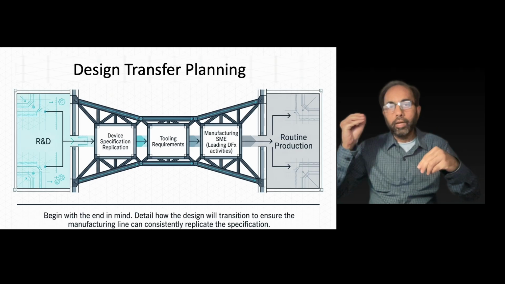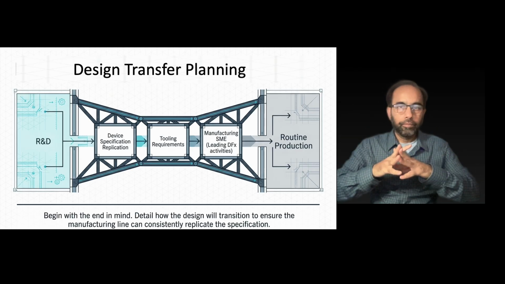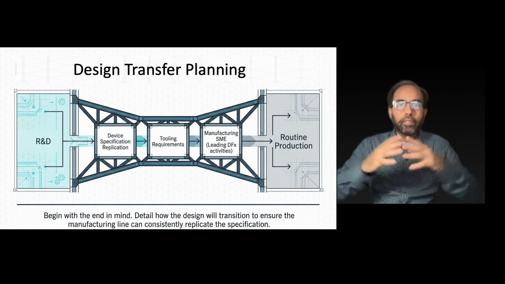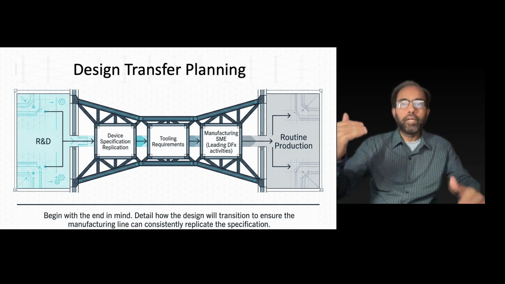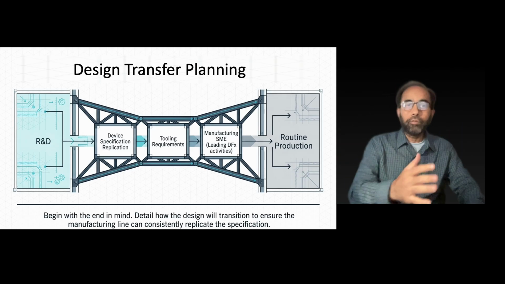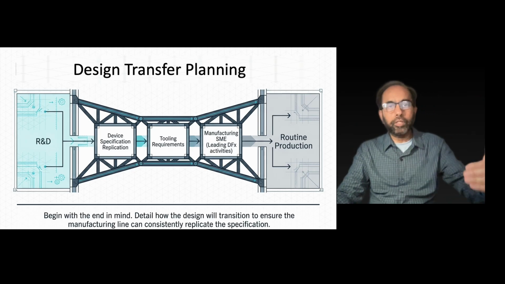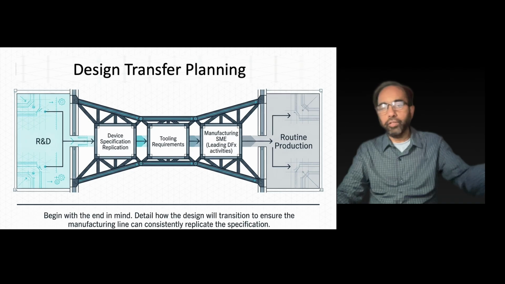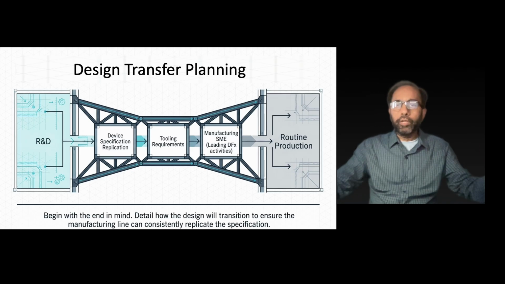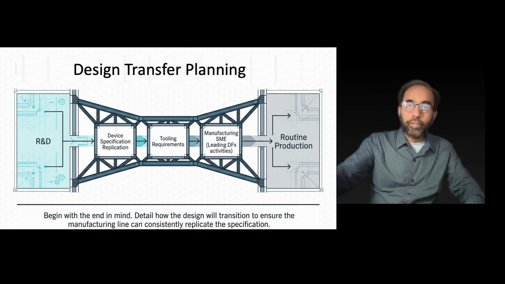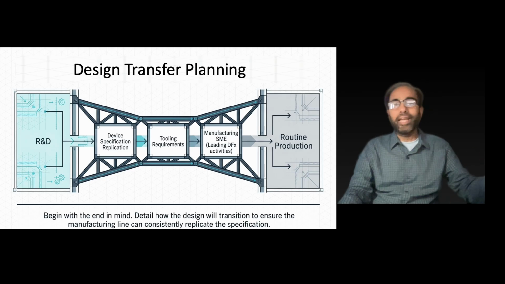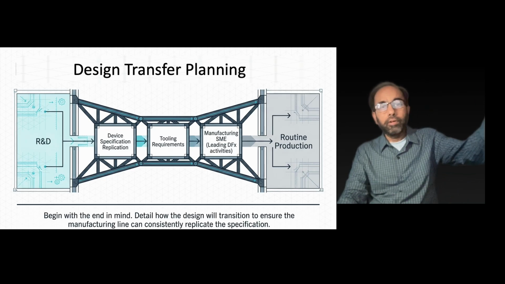Also, you start with the end in mind. We say begin with the end in mind. The plan must detail how the design will transition from R&D into production, ensuring the manufacturing line can consistently replicate the device specification. Include tooling and manufacturing subject matter experts early on, who should lead activities like design for manufacturing, or design for manufacturability.